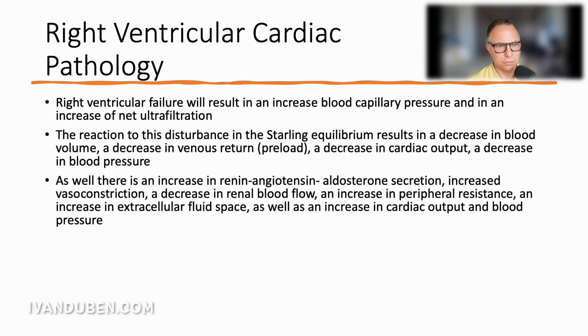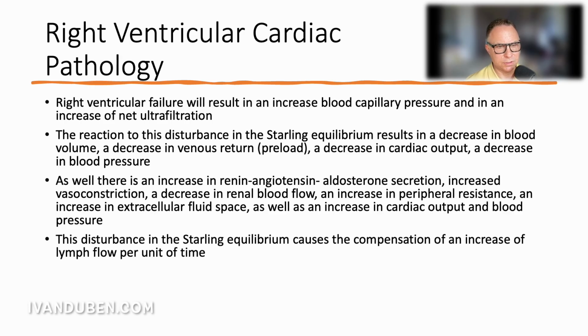As well, there's an increase in renin, angiotensin, aldosterone secretion, increased vasoconstriction, a decrease in renal blood flow, an increase in peripheral resistance, and an increase in extracellular fluid space, as well as an increase in cardiac output and blood pressure. This disturbance in the Starling equilibrium causes the compensation of an increased lymph flow per unit of time.